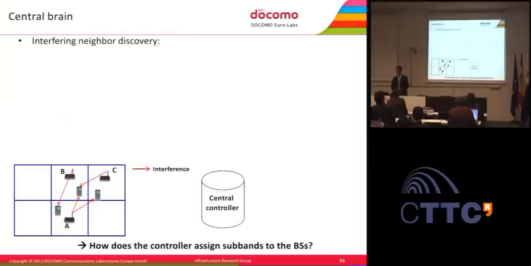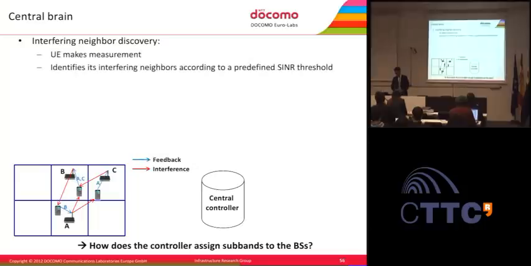Okay, so let's again look at our toy example. We have 3 femtocells active, causing interference to one another, and we have this central controller. So the question is, how do we assign the subbands? So we could use the UEs. The UEs could assess the interference that they experience in the downlink.